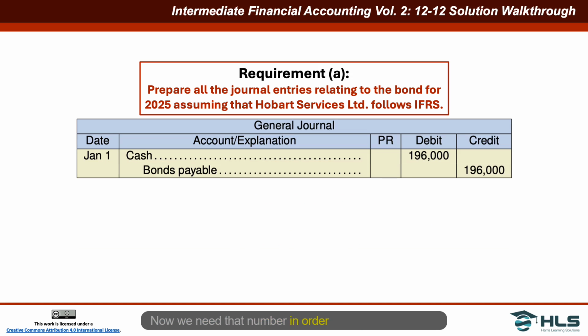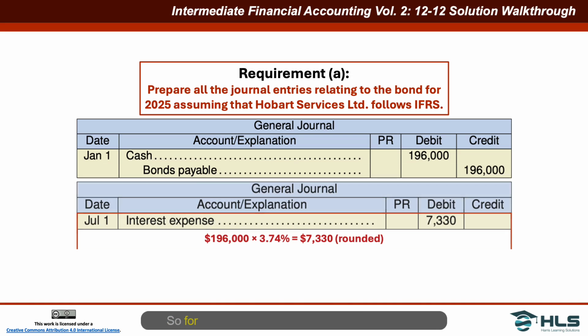Now we need that number in order to calculate what the interest expense is going to be in subsequent payments. So for the payment on July 1st, we'll debit interest expense in the amount of $196,000, which is the balance of the bond, times a 3.74% yield, to give us interest expense of $7,330. Again, that's a rounded number.